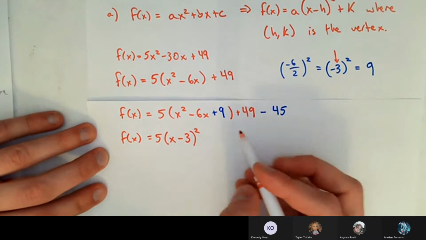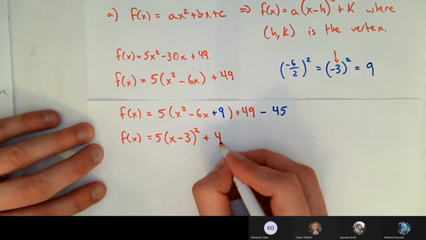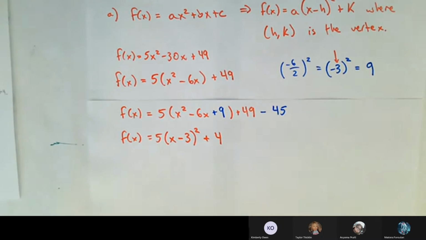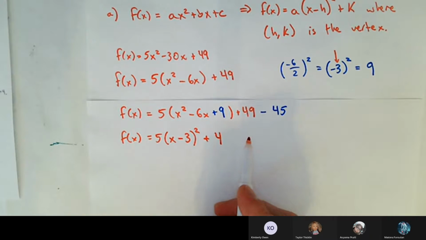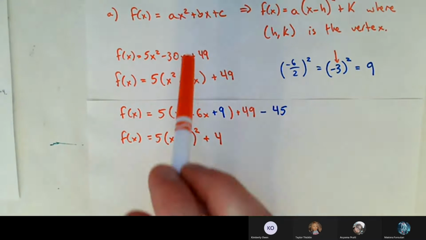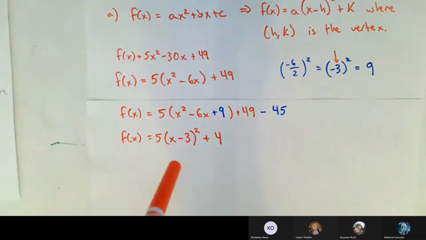Okay, then out here, I just do that arithmetic on the outside. That's the easy part: positive 49 minus 45 is a positive 4. That's it. This is like the trickiest thing in this section, getting from this form to this form, and now it's done.